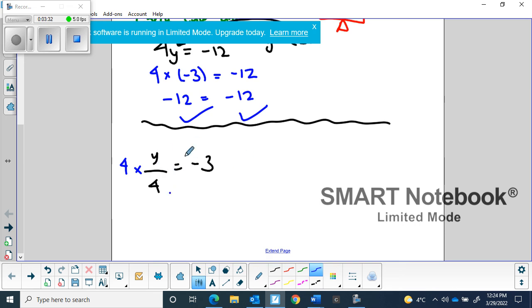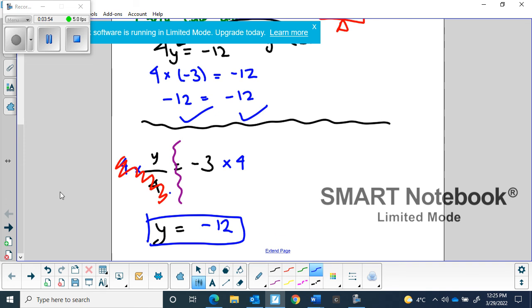Now remember though, what I do to one side of the equal sign, I have to do to the other side of the equal sign. On this side, this 4 here, they're gone. That was the whole point of why we did the opposite, because it gets rid of it. We're just left with a y on this side, which is the whole goal. Now negative 3 times 4 is going to be negative 12. And that would be our answer.